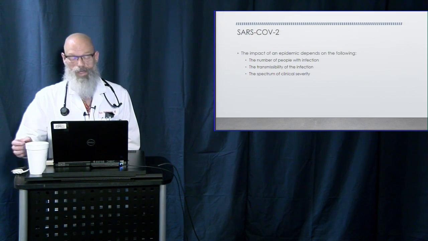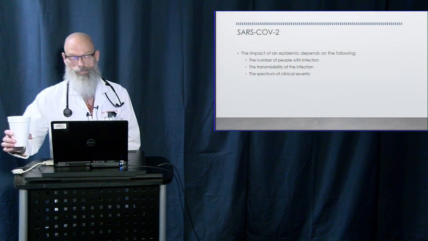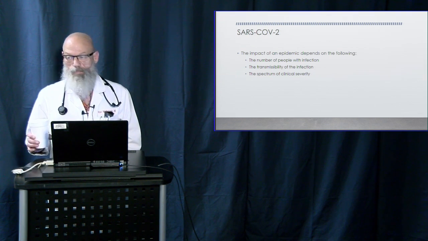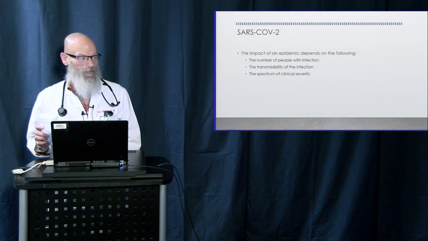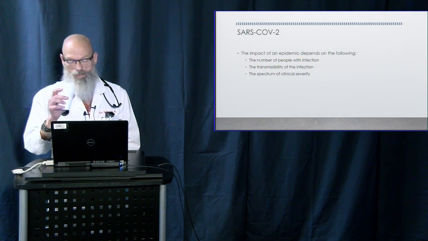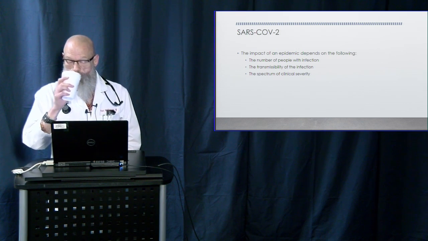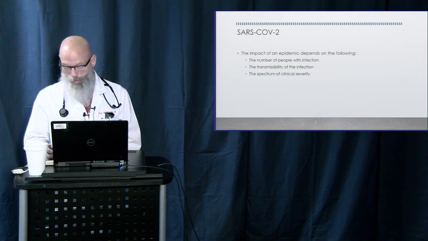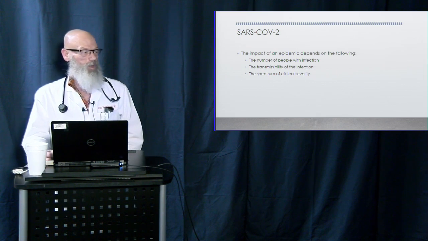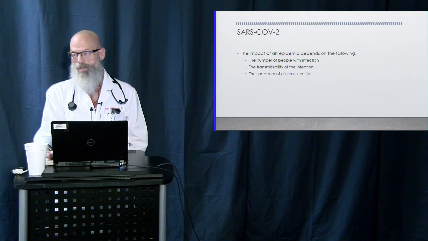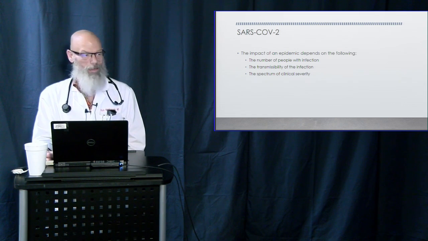The impact of an epidemic depends on the following things. One is the number of people with infection, and that number of people, or estimated number of people with COVID-19, is growing as more asymptomatic patients are discovered. The transmissibility of infection is also important. We think this is probably a much more transmissible infection than was initially realized. And the spectrum of clinical severity, which is obviously ranging from asymptomatic to death.